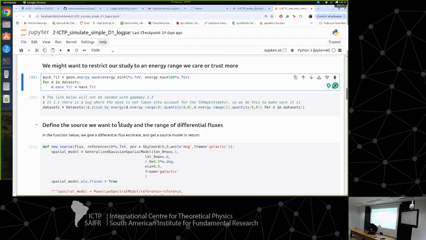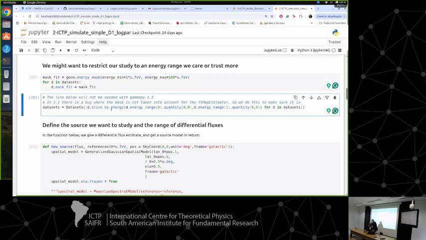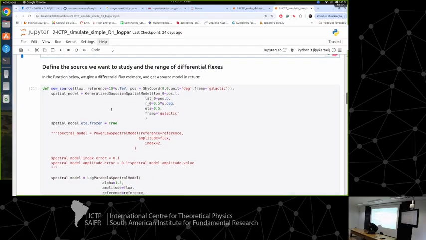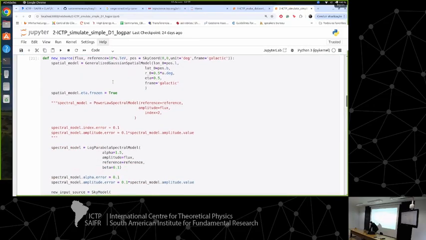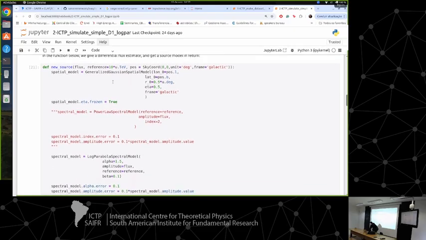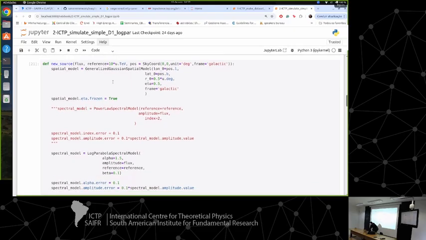and we have to merge the 4 different slices of the sky that we analyzed first. This is something that, again, will not be needed in future versions of the software. And here is the part where we can actually play. Here we are defining a source that we want to detect. In this case, I'm using a log parabola spectral model.